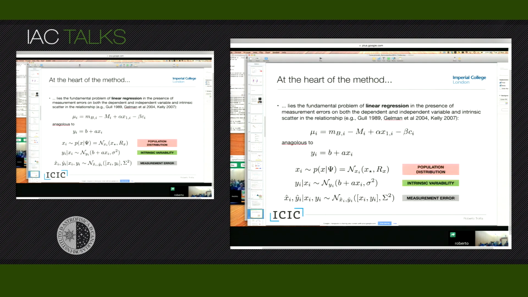So fundamentally, what we're trying to do here is nothing else but linear regression in the presence of measurement errors on both the dependent and independent variable, and intrinsic scatter in the relationship. I put down a couple of references here, but the reference for this is Kelly 2007.